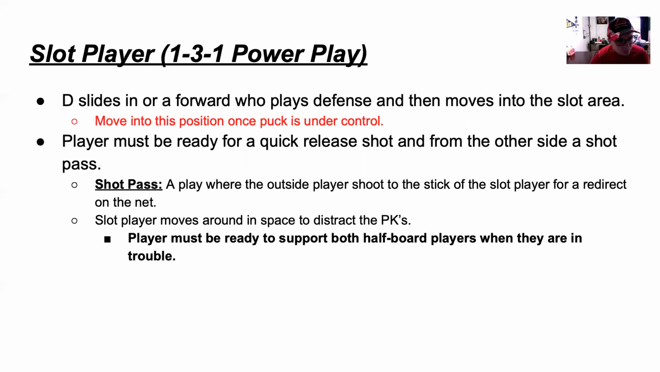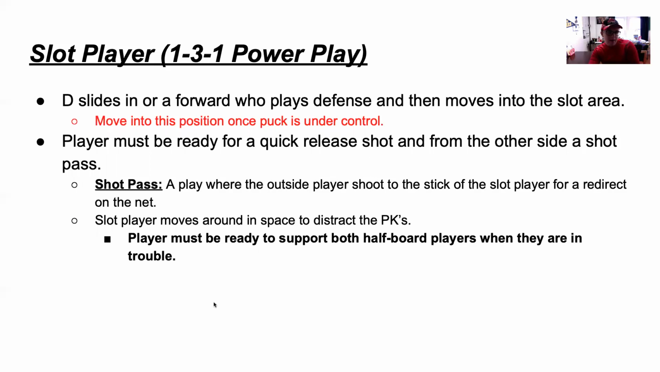The slot player must move around in space to distract the penalty killers. They can't just stay still. They have to move side to side, get them moving and out of position. And the player must be ready to support both half-court players when they're in trouble. For example, if a half-court player is tied up with somebody, that slot player must come in and help.